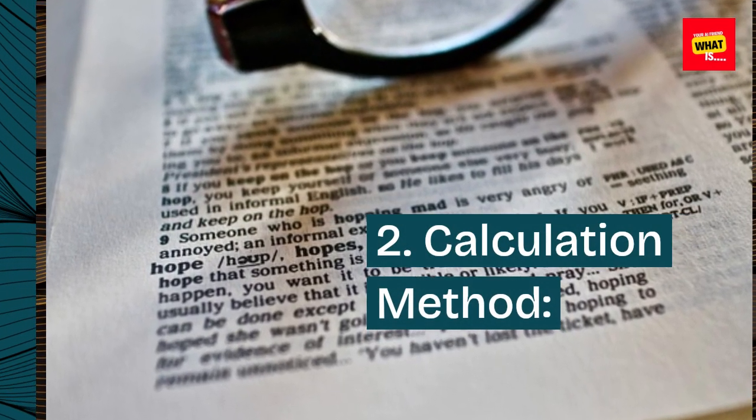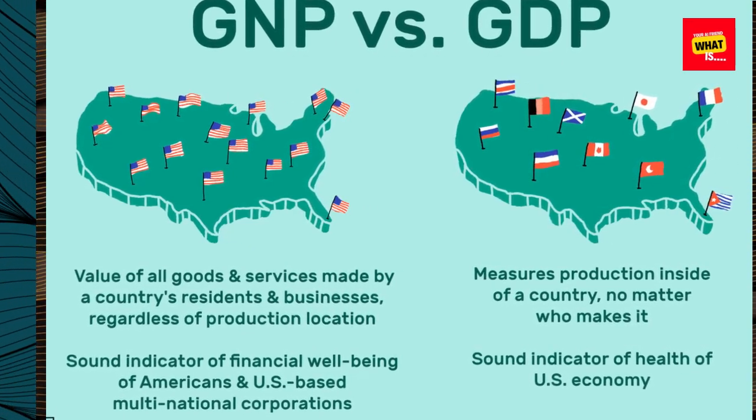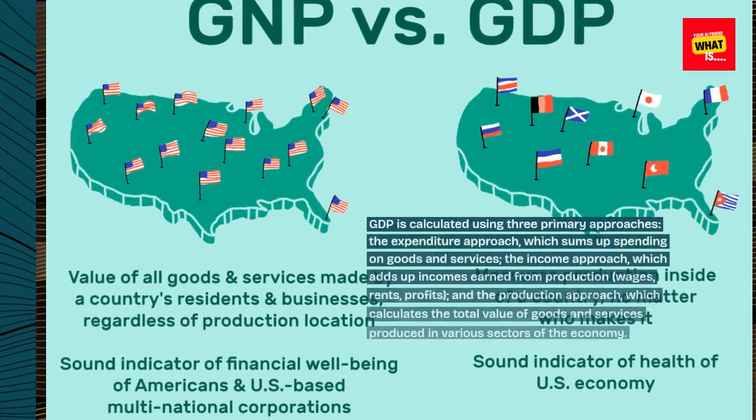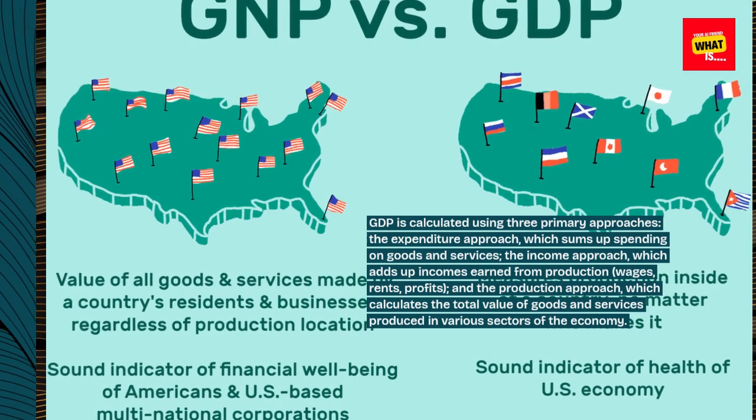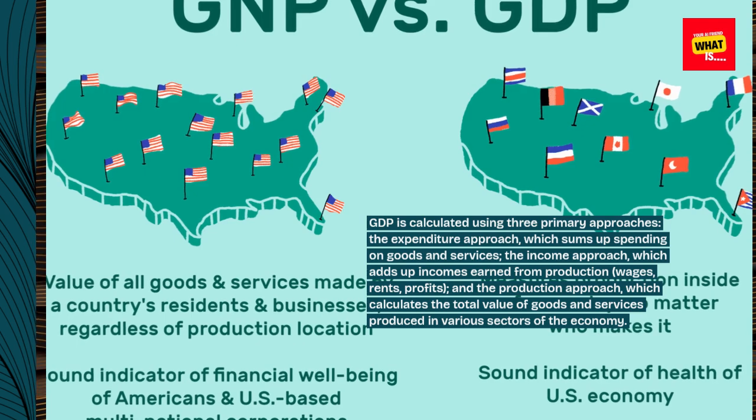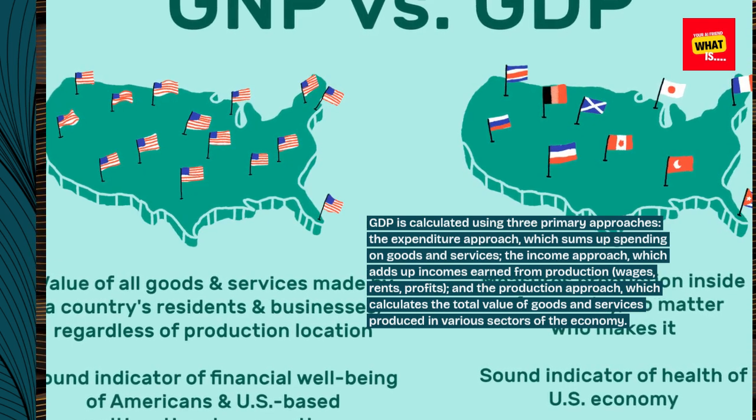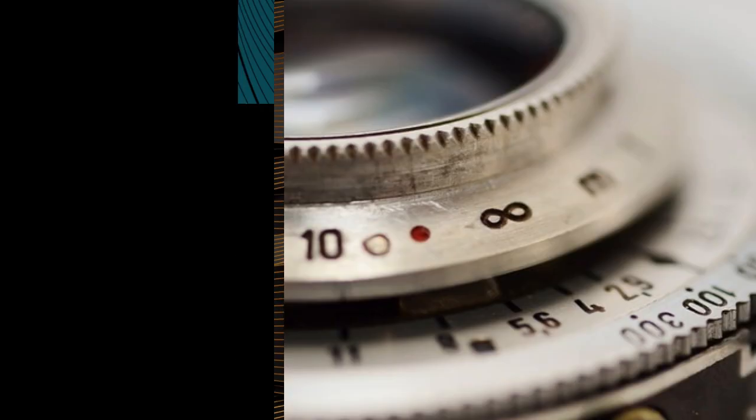2. Calculation method. GDP is calculated using three primary approaches: the expenditure approach, which sums up spending on goods and services; the income approach, which adds up incomes earned from production, wages, rents, profits; and the production approach, which calculates the total value of goods and services produced in various sectors of the economy.